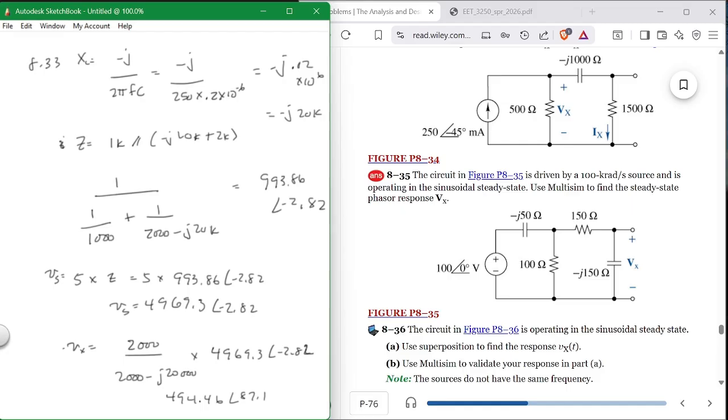Okay, so most likely you'll have one like this. So how do you do this? I want to know what V sub s is over there.